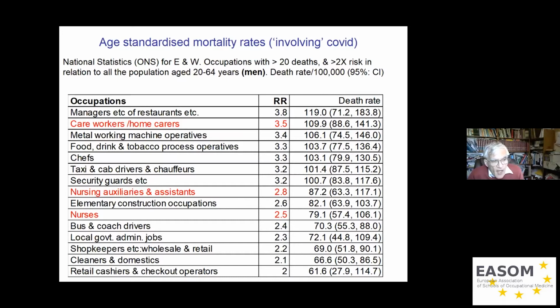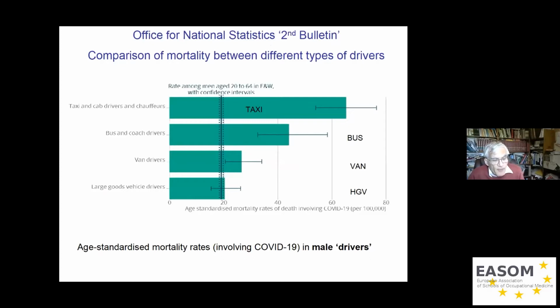Those in red are occupations involved in looking after people who are known or highly likely to be sick with COVID. But note a very high number of occupations which do not deal with known sick people, things like chefs and other people in the hospitality industry, drivers, and so on. These all show a very high risk because of exposure to people.